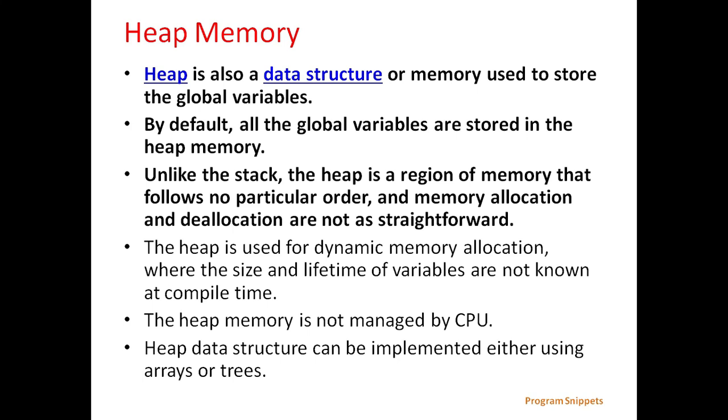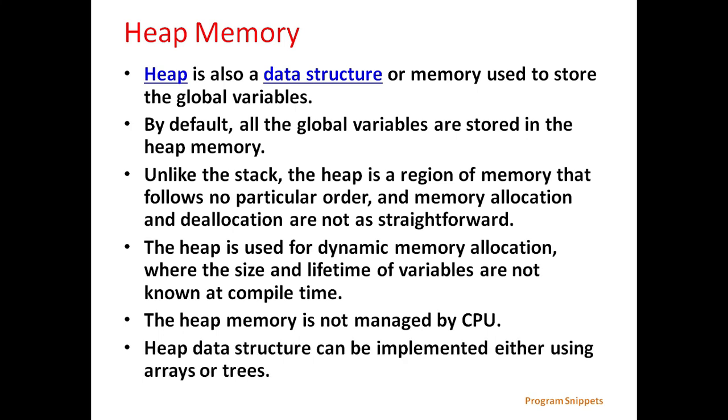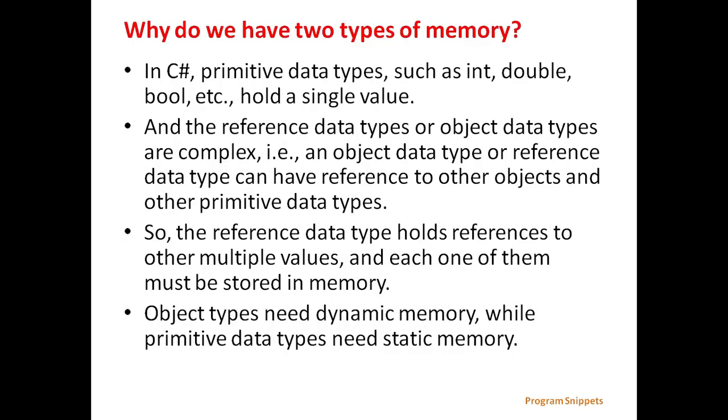Memory allocation and deallocation in the heap are not as straightforward. The heap is used for dynamic memory allocation, where the size and lifetime of variables are not known at compile time. The heap memory is not managed by the CPU. Heap data structures can be implemented either using arrays or trees. Then we'll see why we require two types of memory.